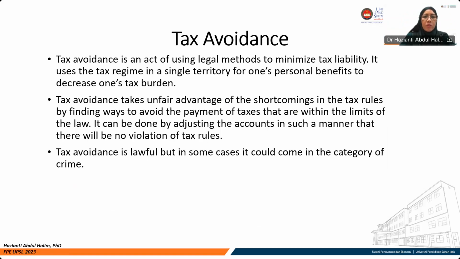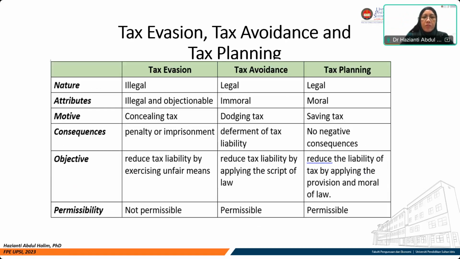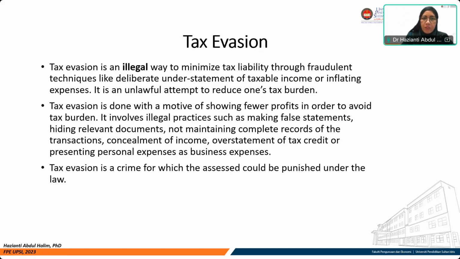All right, I will introduce you to 3 elements under tax: tax evasion, tax avoidance, as well as tax planning. The first form of minimizing the tax liability illegally is called tax evasion, which means you run from paying taxes.